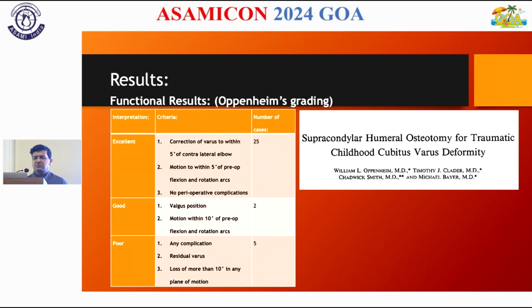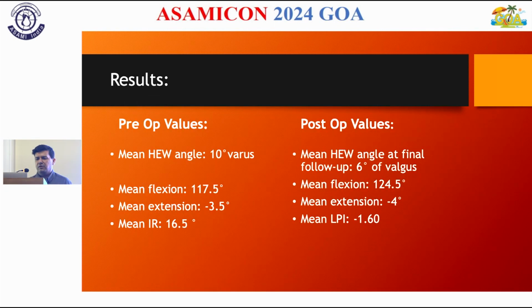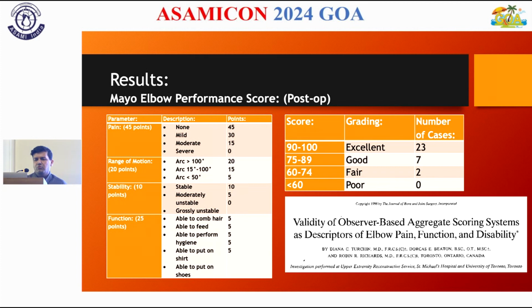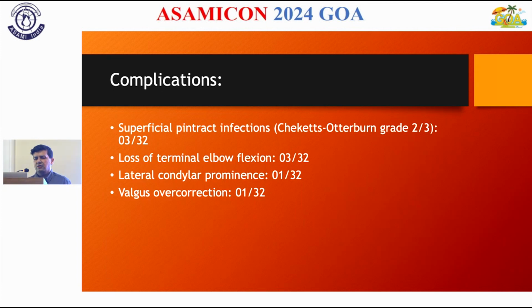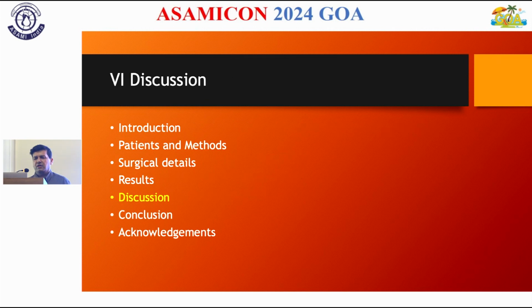So for the results, we tried with open hem grading, and we achieved a mean angle of 6 degrees of valgus. With the Mayo elbow performance score, we achieved an excellent score of 23. Complications, as with any Ilizarov surgery, you will have some superficial pin tract infections. There can be a loss of terminal elbow flexion. This is actually the most common problem we face. In some cases, you can have lateral condyle prominence, and maybe there can be valgus overcorrection.